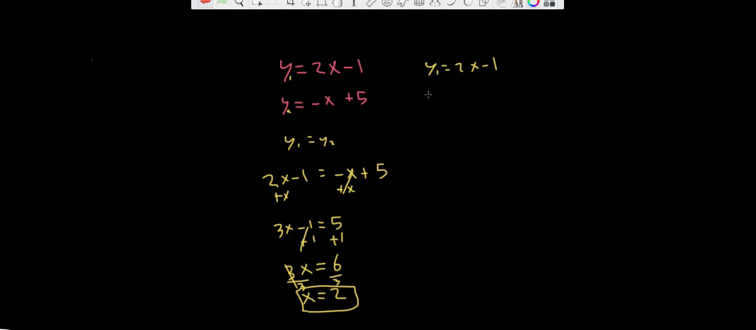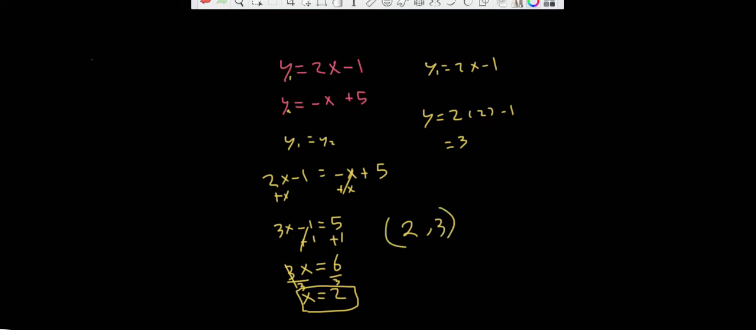So we know y is 2x minus 1, and we know x is 2. So y is actually both y's in this case. So y is 2 times 2 minus 1, which is 4 minus 1, which is 3. So our point of intersection is (2, 3).